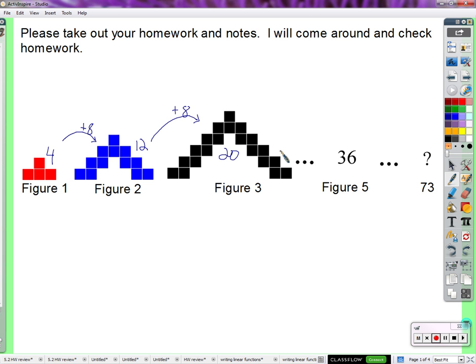You started at figure 3. So figure 4 was 28, because 20 add 8 to get to figure 4. And then you add 8 again, and then you get 36. Okay. Does everybody agree that that is a reliable way to get from figure 3 to figure 5? Yeah. Add 8 again. Because it's like two jumps of 8 to get from figure 3 to figure 7.